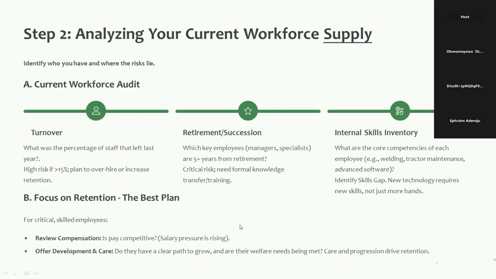Another audit that we need to do to work on our workforce supply is we need to focus on retention. This is the best plan. I label it the best plan because for critical skill employees, retention is the best. Retention is holding them to work for us, not tying them, holding them to work for us. So we need to review compensation.